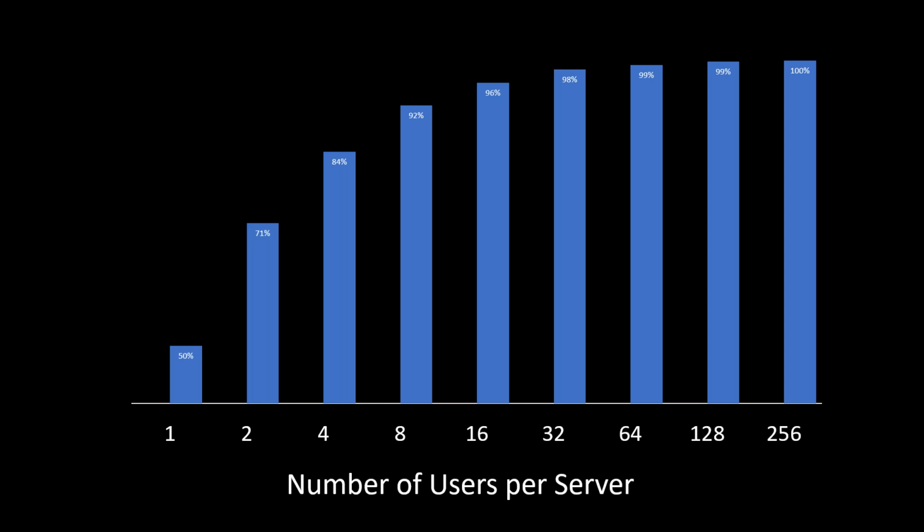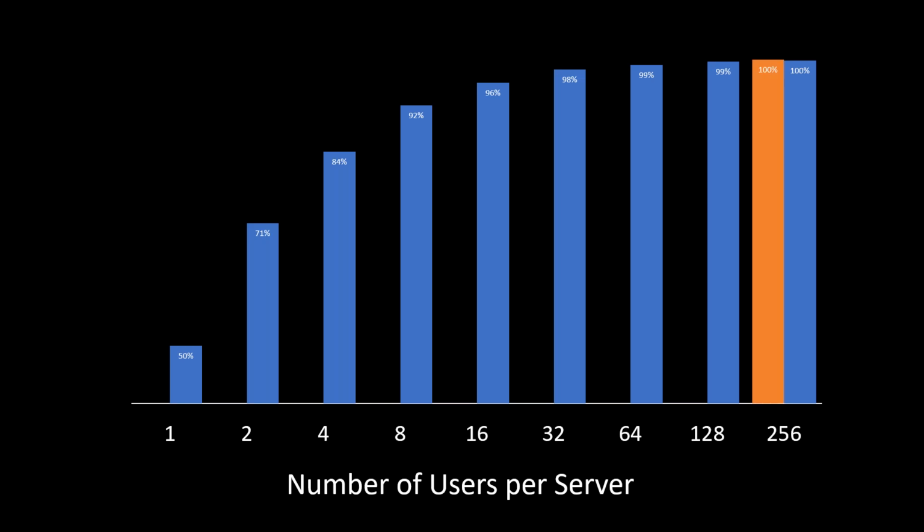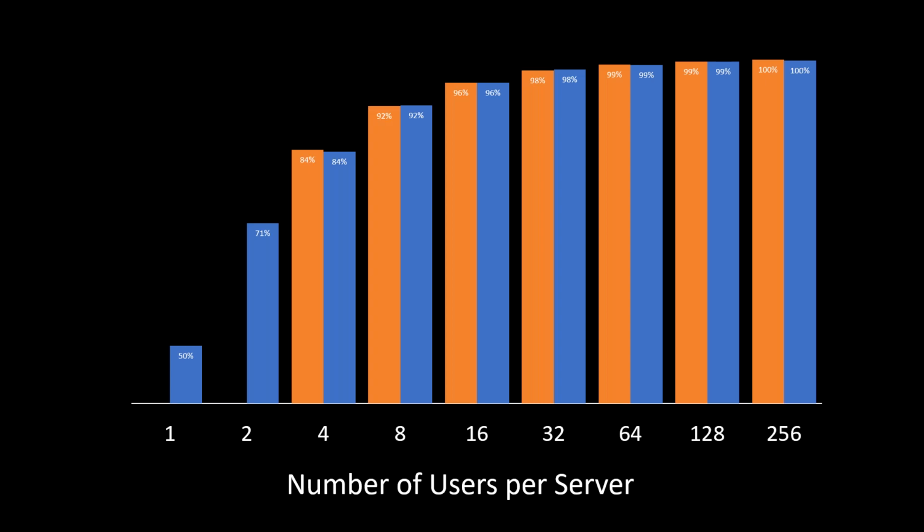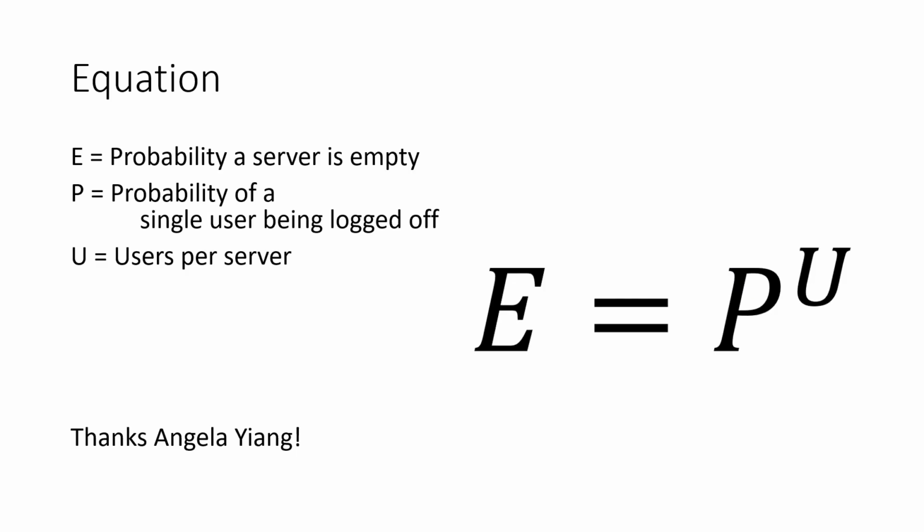I wondered if there was an equation for this, and it turns out that there is. So here's the equation results in orange compared to the simulation results in blue. That's a pretty good match. So let's use the equation. What is this? E is the probability that a server is empty, P is the probability of a single user being logged off, and U is users per server.